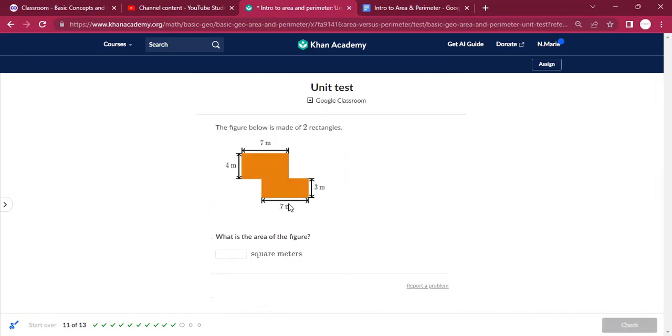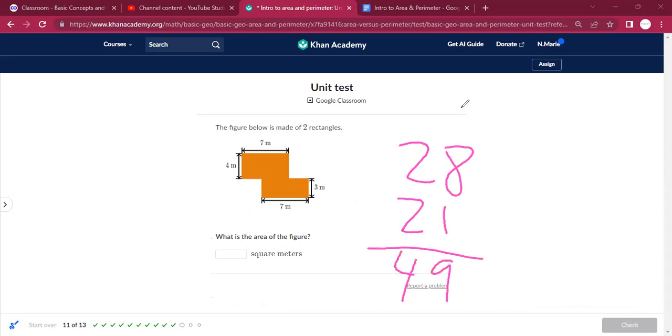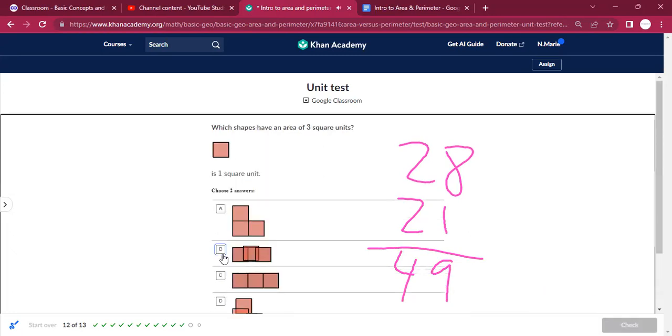Okay, so here you want to split it, right? 7 times 3 is 21. So we want to find the area of the rectangles, length times width. So we have 7 times 4, which is 28, 7 times 3, which is 21, and then we get 49 square meters for our area.